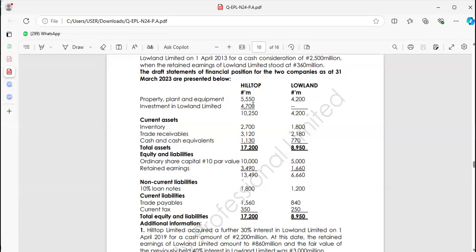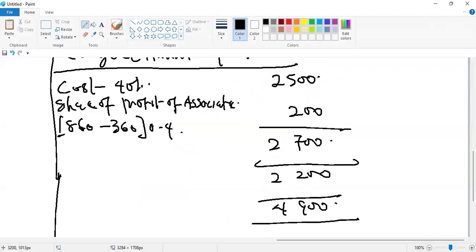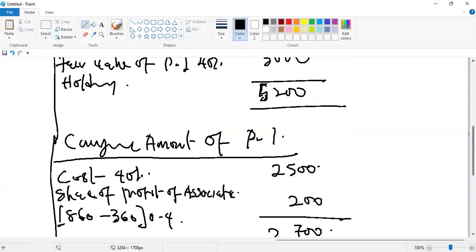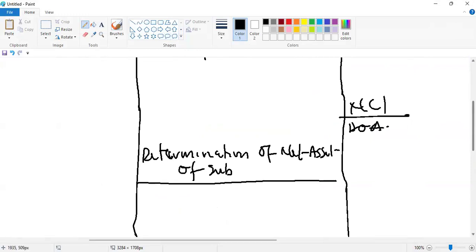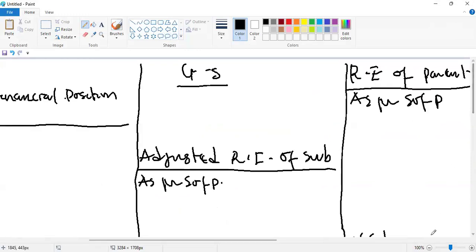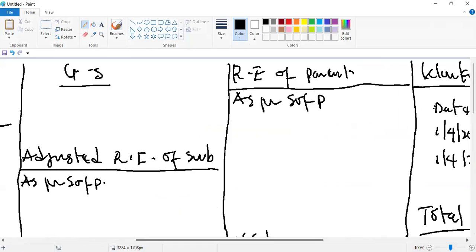So the 200, I'll first of all post the 200 for associates. I don't know whether you are getting what I'm saying. I'll go to the retained earnings of the parent. Yes, they have not posted the 200 share of associate profits. Share of associate profits, 200. You are not carrying it at carrying amount, you are carrying it at cost.